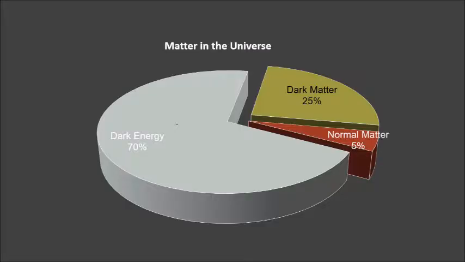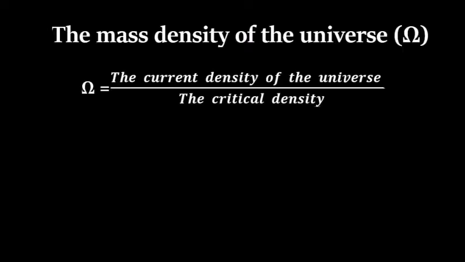How about our universe nowadays? Look at this pie chart. Nearly 75% of the universe is dark energy, 25% is dark matter, and only 5% is normal matter. With much dark energy and less dark matter, the rate of acceleration of the expansion would increase. But how can we know what is going on? By calculating the mass density of the universe.